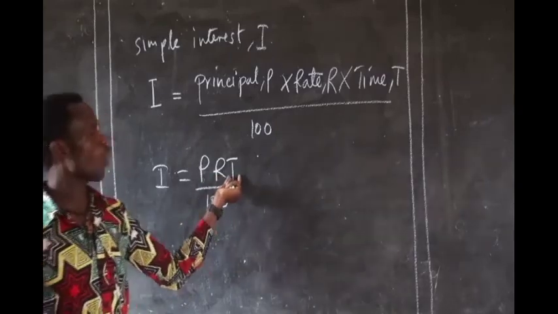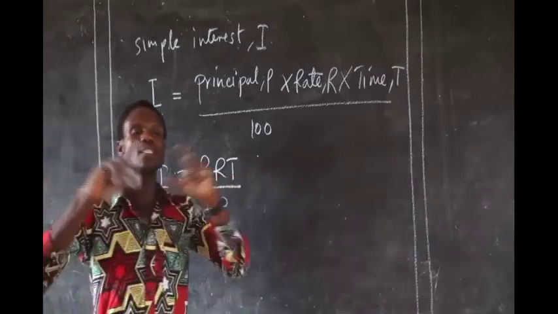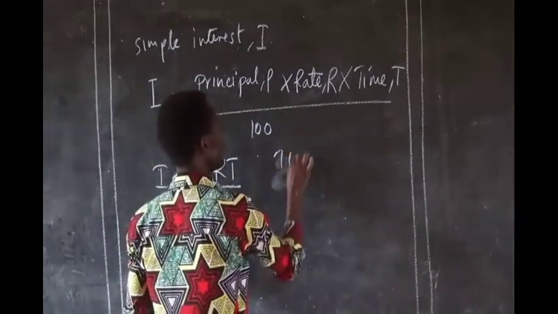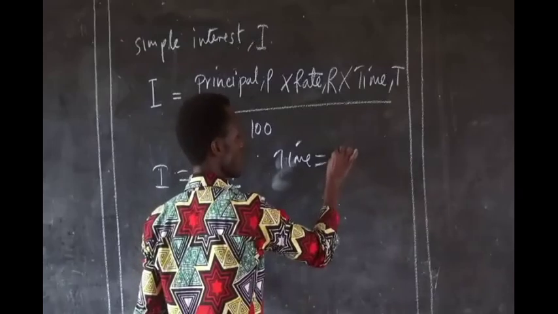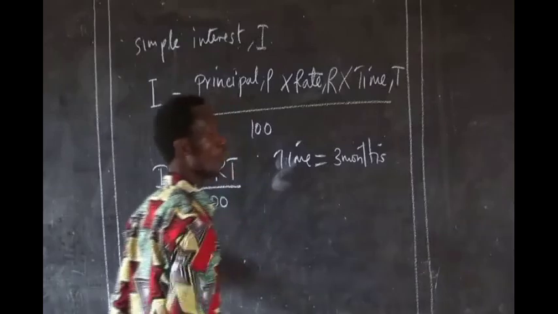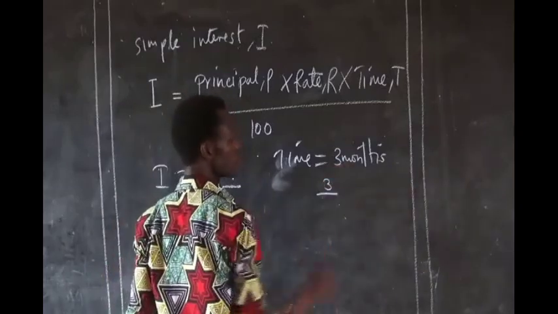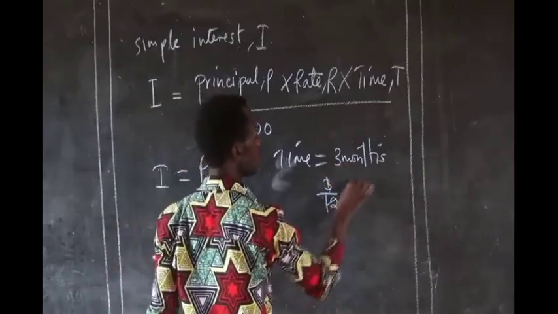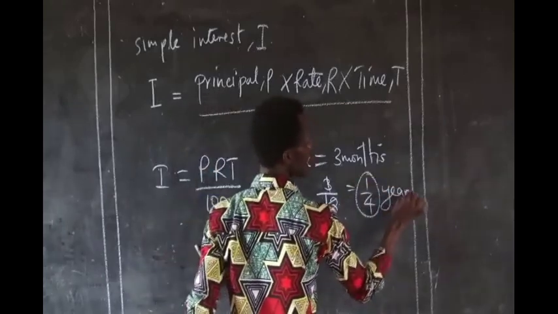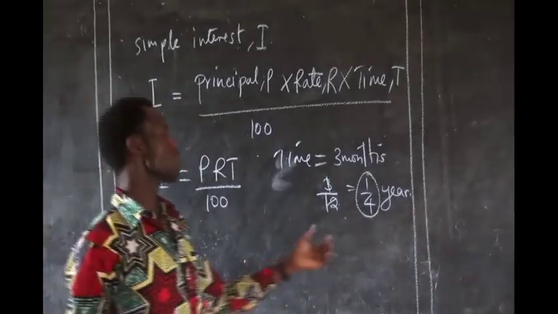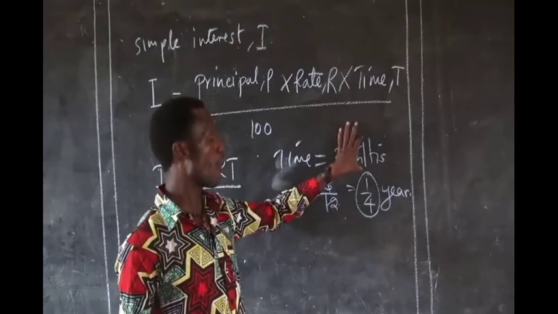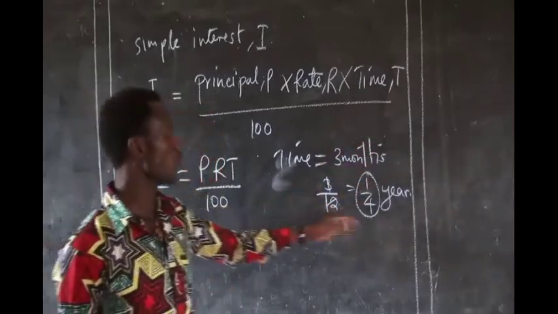And this T is called time. Remember, time is always measured in years. So if it is 3 months, remember you convert this. So 3 months out of 12 becomes 1 over 4. This is a quarter of a year. So we don't use months, hours, or whatever the case may be. We definitely use years.